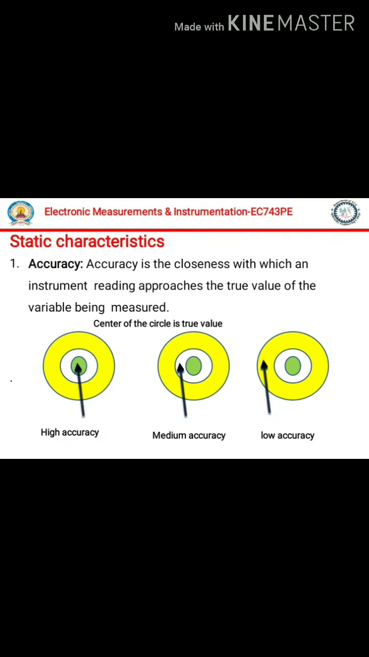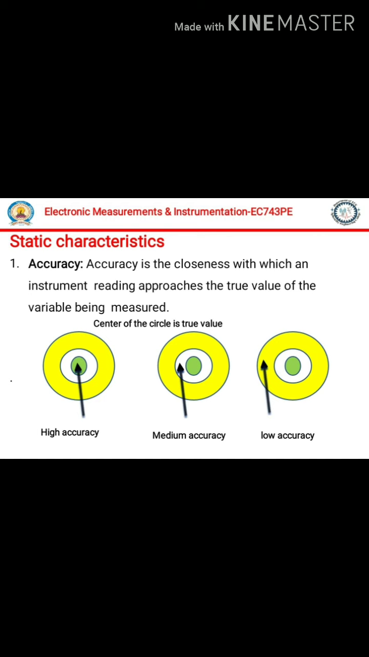First one, accuracy. Accuracy is the closeness with which an instrument reading approaches the true value. So accuracy indicates the degree of closeness to the true value. If you use any instrument, whatever reading you get, how near or close it is to the true value is measured by its accuracy.